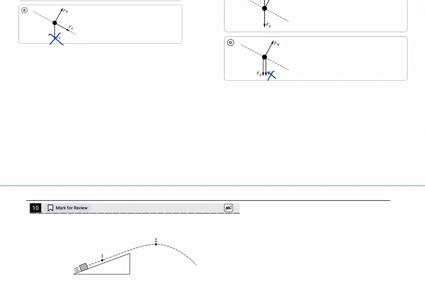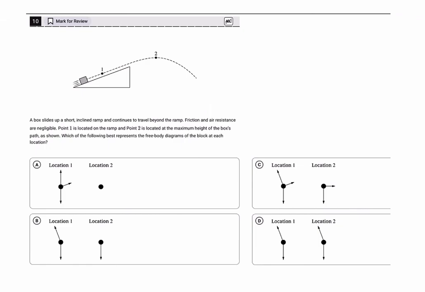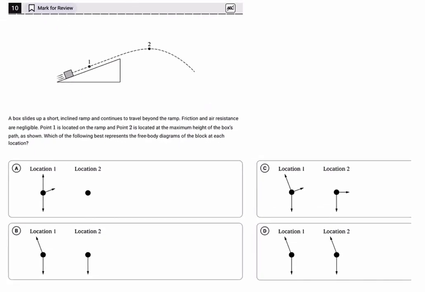We can answer one more question. Now, a box is sliding up an inclined plane, and we need to figure out what the free body diagram is for the object in position 1 and position 2, knowing that the friction and the air resistance are negligible. Now, for location 2, the only force acting on the box as it is flying, as it has left the inclined plane, is the force of gravity.